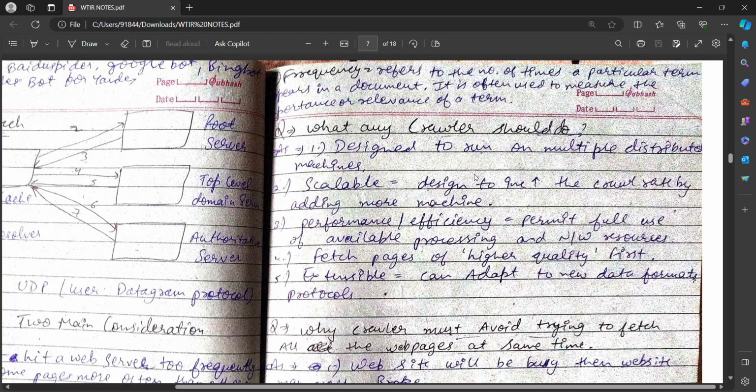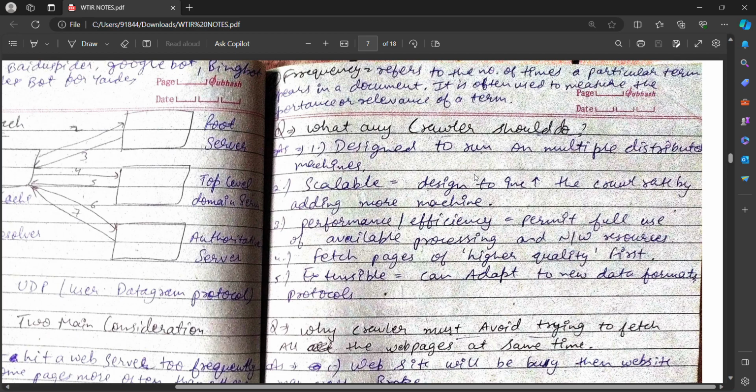Fifth point is extensible. It can adapt to new data formats and protocols. So our crawler should be designed in such a way that it should be extensible. Extensible, as the name suggests, means it can be extended, which means it can adapt to new data formats.